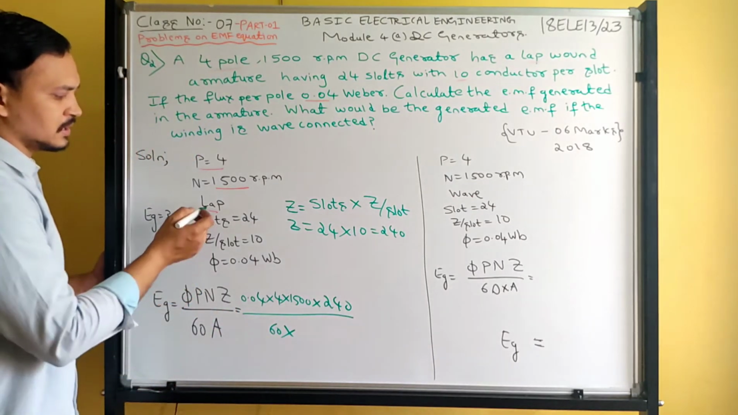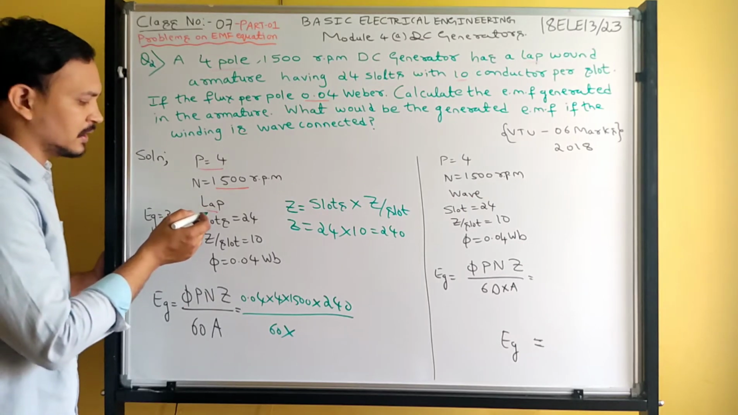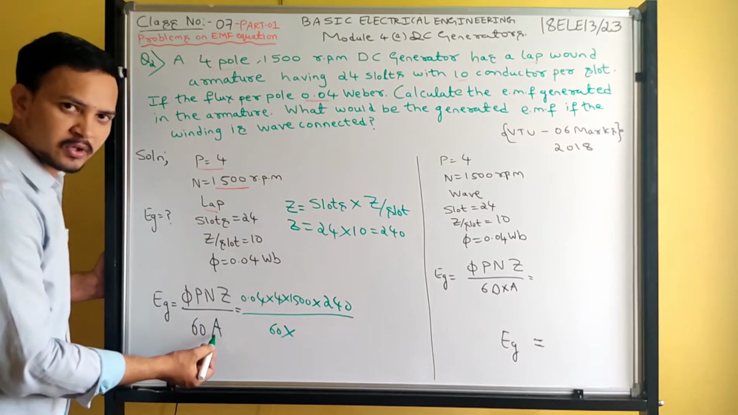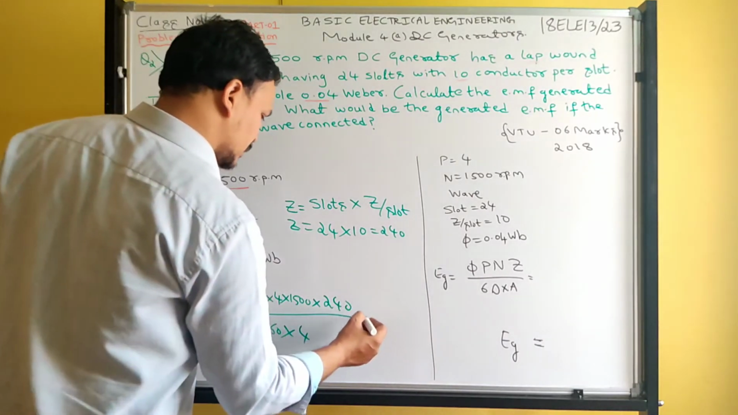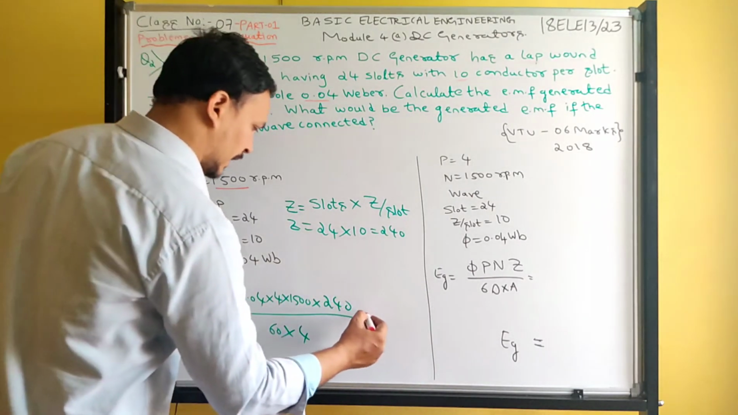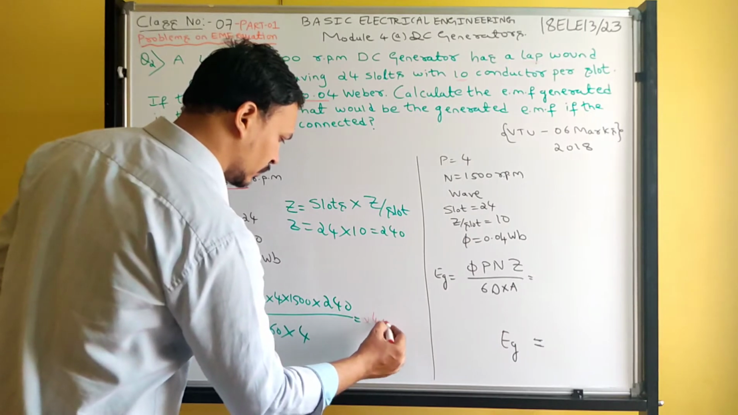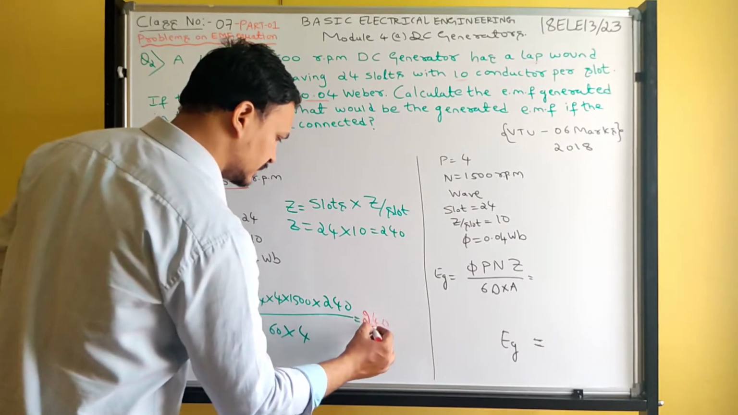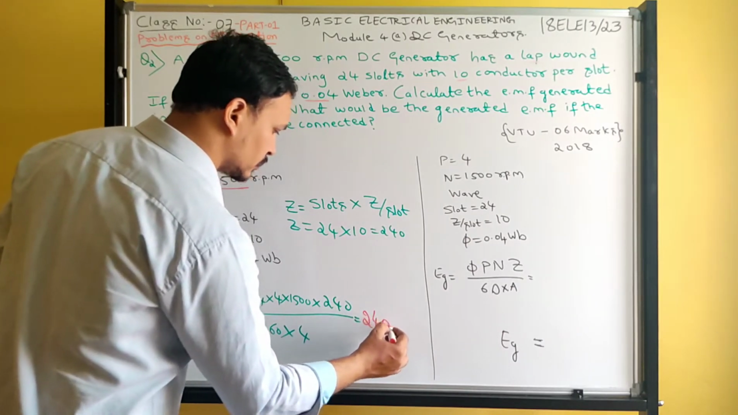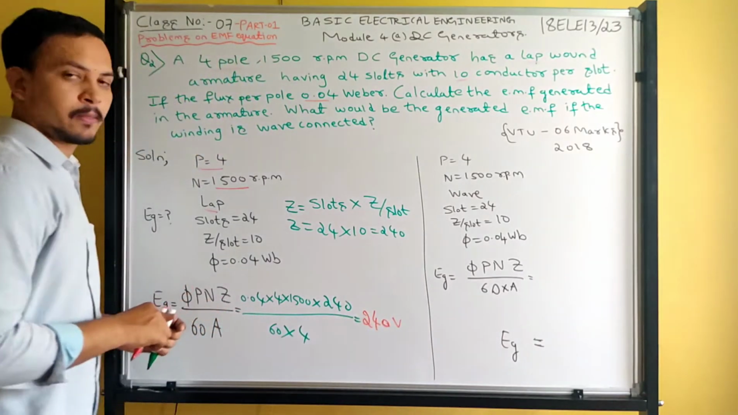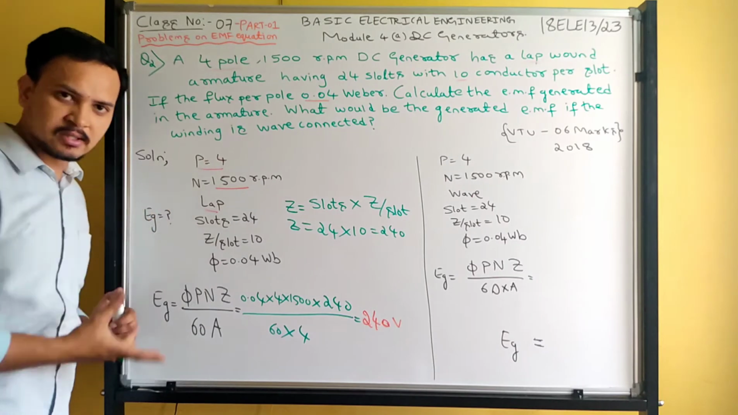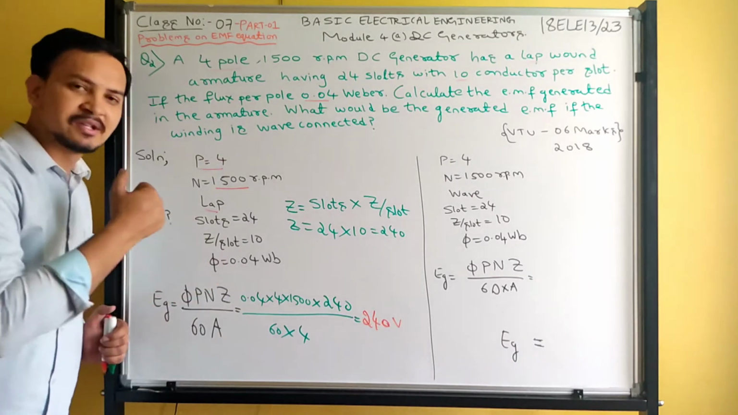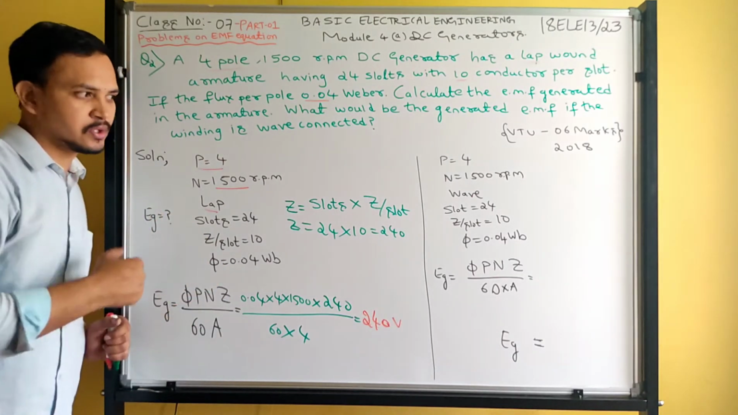What type of machine? Lap connected. In lap connected, what is the value of A? Number of parallel paths is equal to number of poles. By solving this, you get the answer 240 volts. Just you can check it out. You will get 240 volts. So with the following data, if the machine is lap connected, this is the voltage we generated. We got this much voltage.